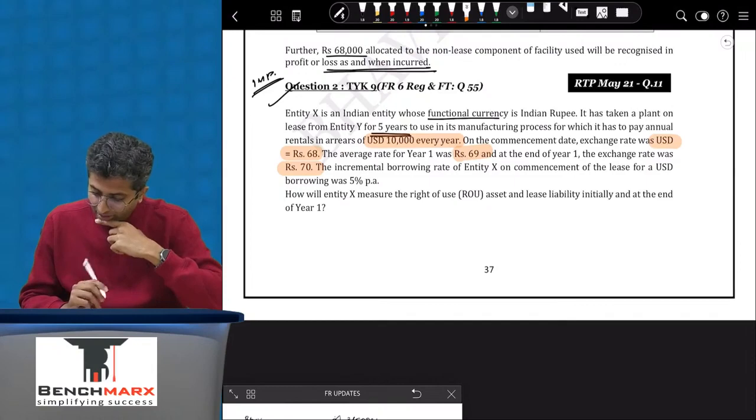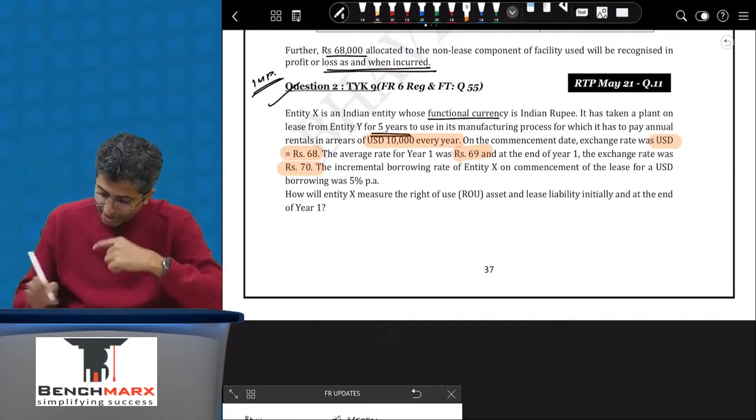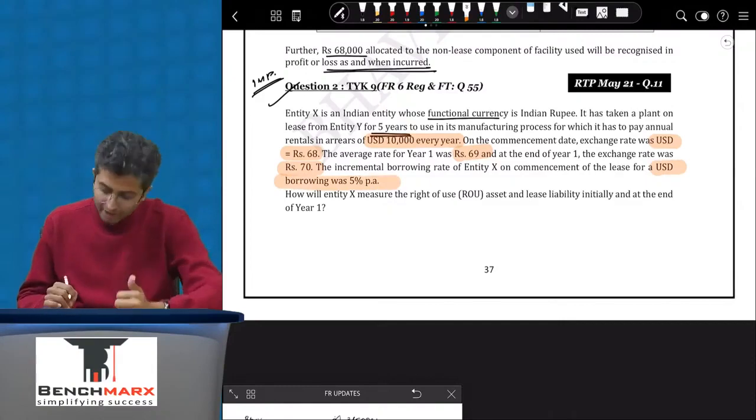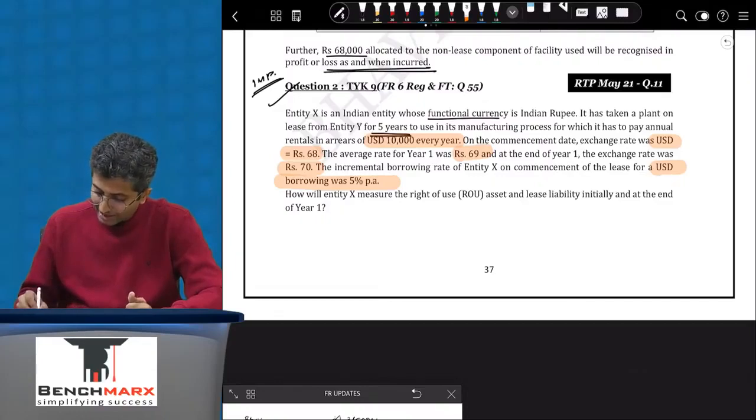The incremental borrowing rate for entity X on the commencement date for a USD borrowing was 5%. So we have been given the discount rate. How will entity X measure the right of use and lease liability at the end of year 1?